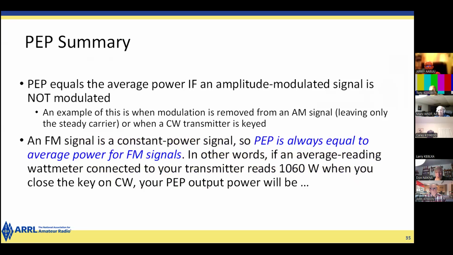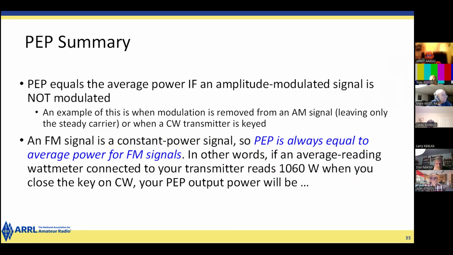An FM signal is a constant power signal, so PEP is always equal to the average power for FM signals. In other words, if an average reading watt meter connected to your transmitter reads 1260 watts when you close the CW key, your PEP will be 1060.